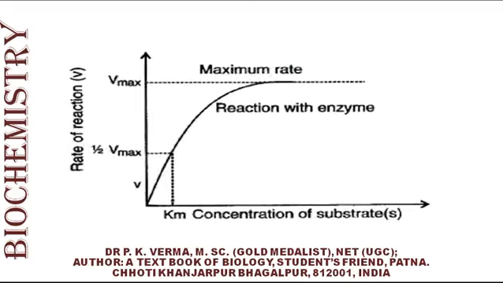Here a constant amount of enzyme is taken. The concentration of substrate is increased gradually to achieve Vmax. When the velocity of reaction was half of Vmax, the amount of substrate was calculated and it was called Km.